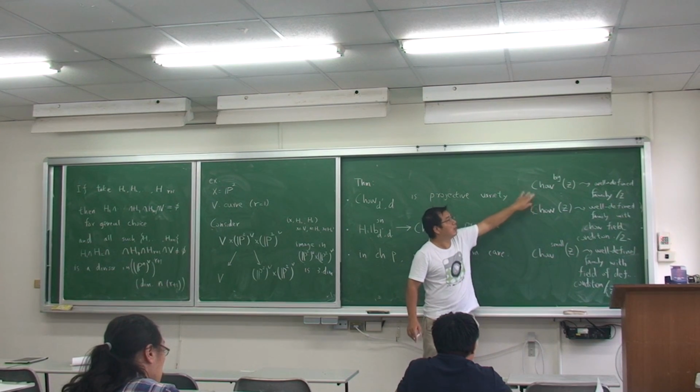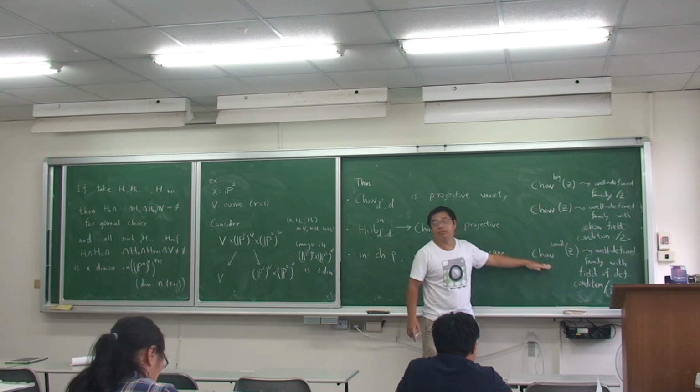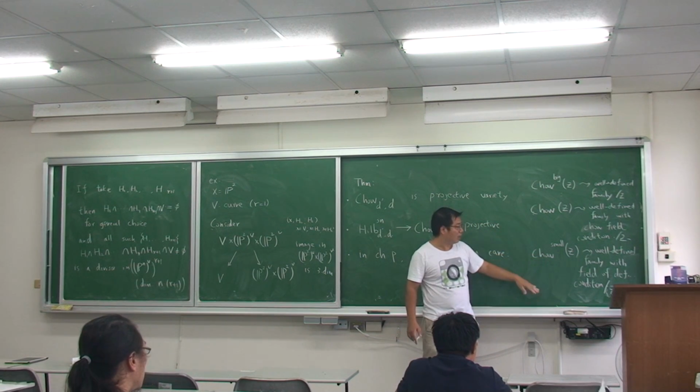In these two, you cannot always pull back. And this one you can pull back. But this one is not going to be a fine moduli space, unlike this one. It's only going to be a coarse moduli space. But this one is still going to be smooth projective.